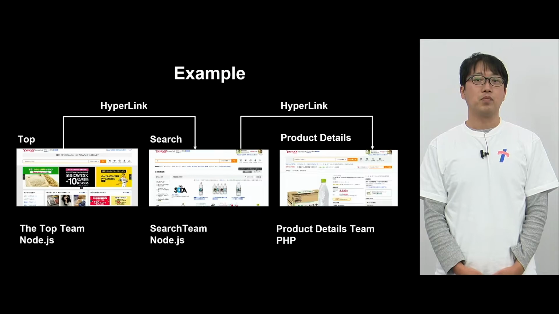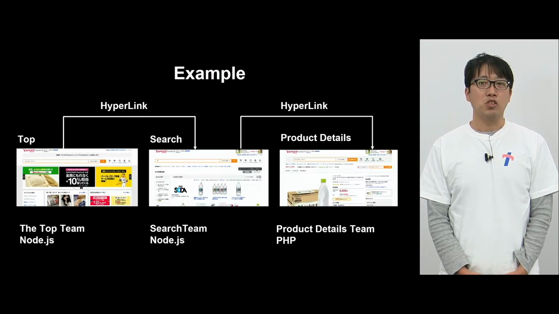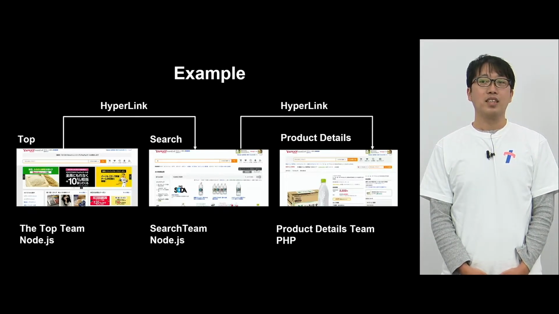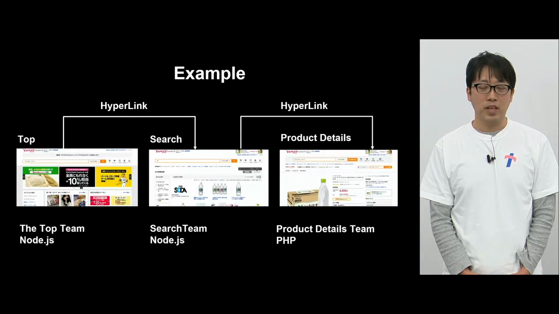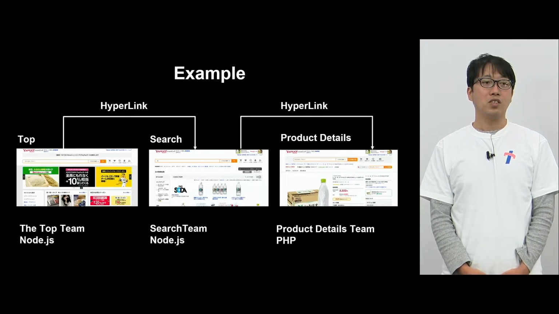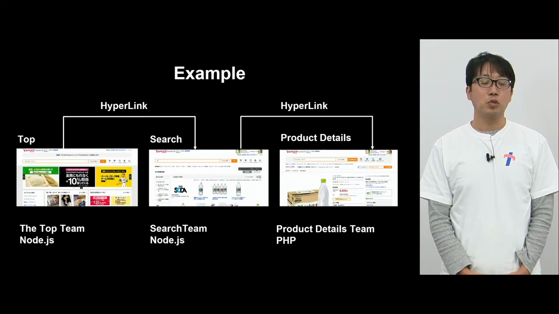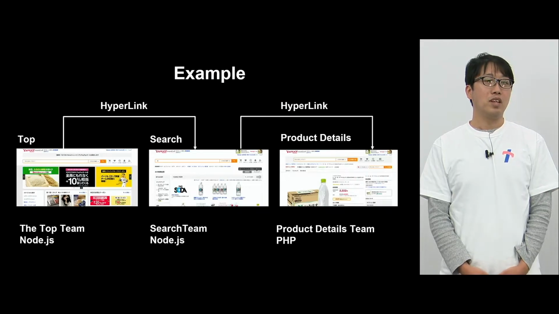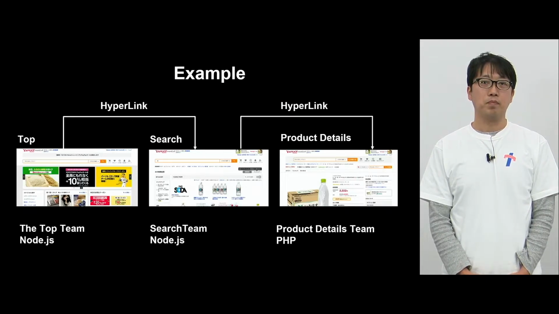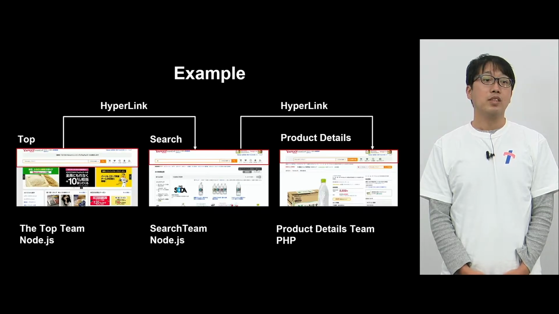So for example, this is an image of that. From the top page, you enter a keyword and you do the search. And you will be transferred to the search page that is created by the search team. And if you click on the product, then you will go to the product detail page that is created by the product detail team. And they are connected only with the hyperlink. This configuration has existed for a long time. And what is shown in the red square is a similar layout part, and they are implemented individually.